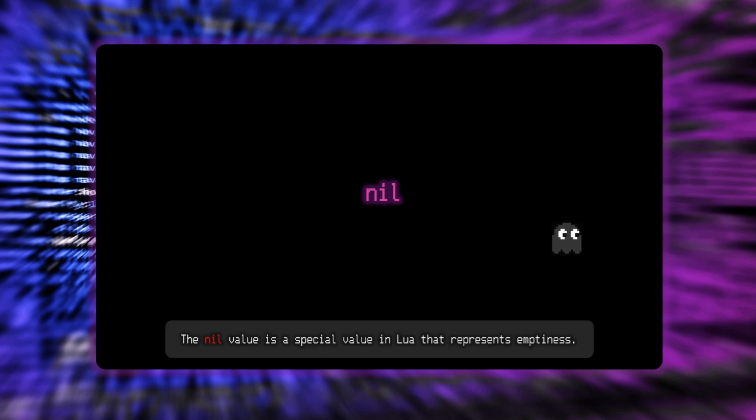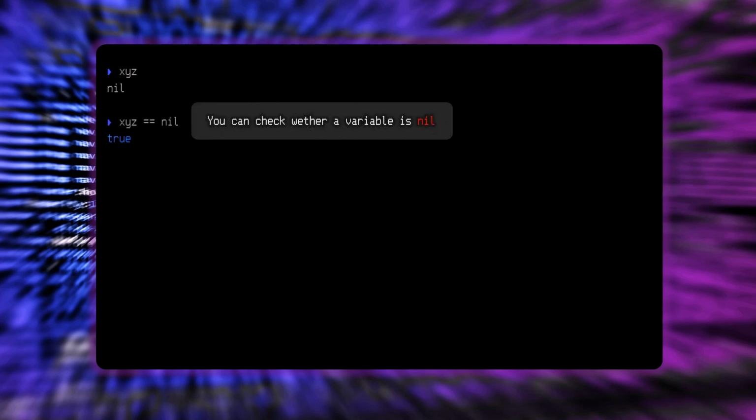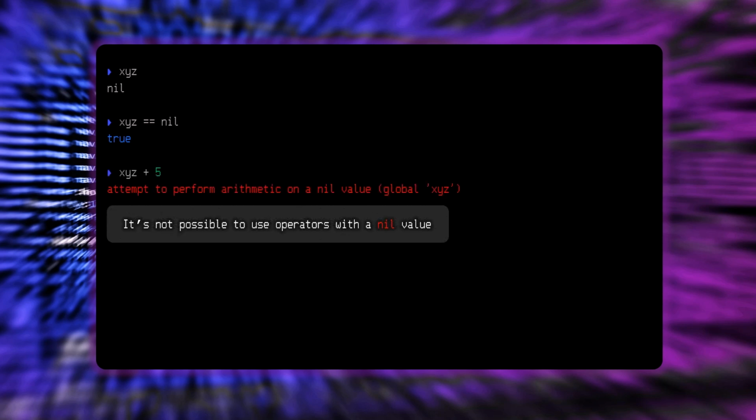The nil value is a special one in Lua as it represents emptiness. An unknown variable has its value set to nil. You can check if a variable is set to nil. You cannot use arithmetic operators on a nil value.